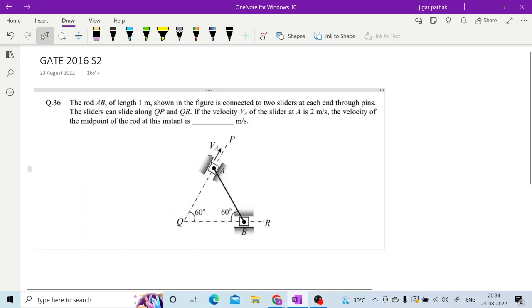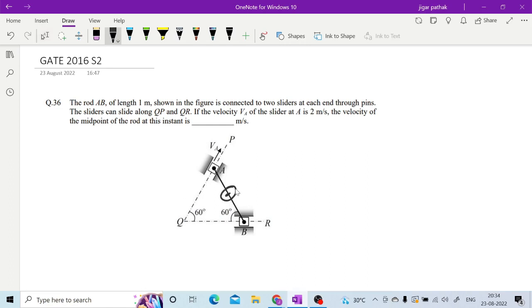Here also you have to type in your answers. Here you have the rod AB of length 1 meter, shown in the figure, connected to two sliders at each end through pins. The sliders can slide along QP and QR. If the velocity VA of the slider at A is 2 meter per second, the velocity of the midpoint of the rod at this instant is, right? So that you have to now calculate. You have to assume one point at the midpoint of AB and calculate the velocity of that midpoint.